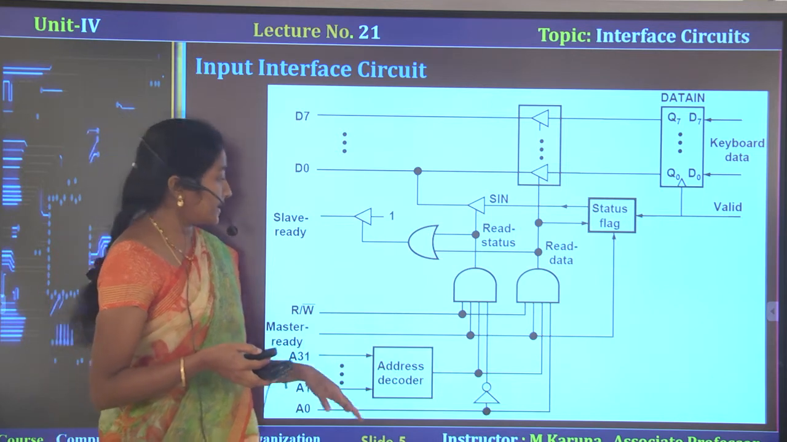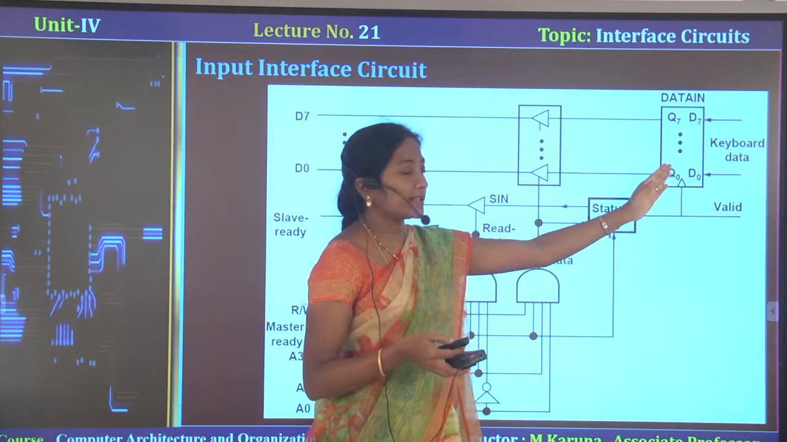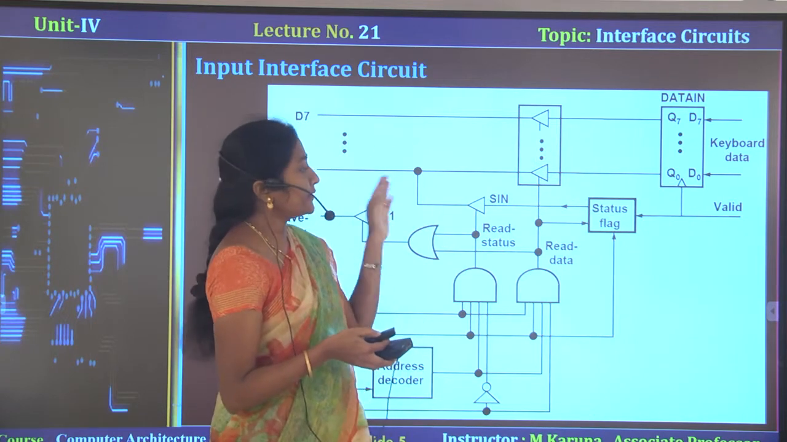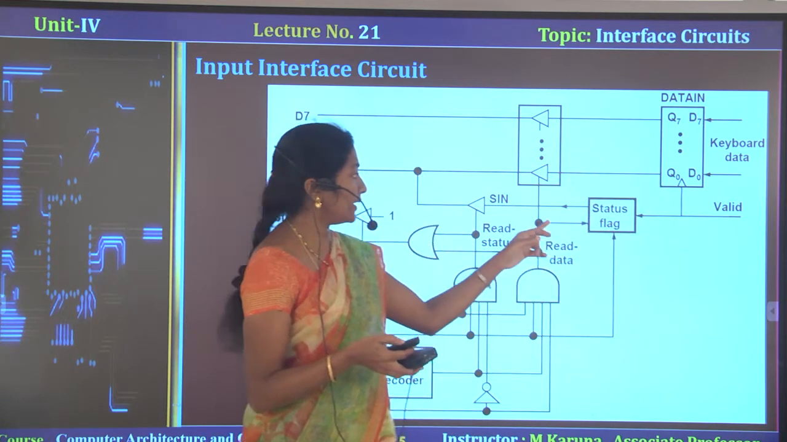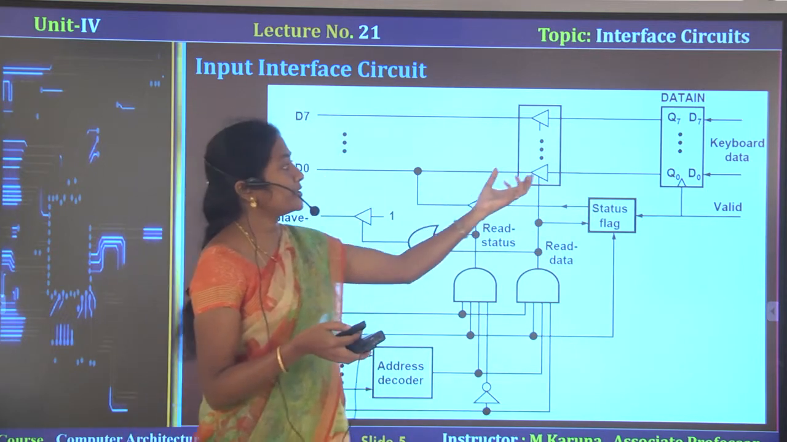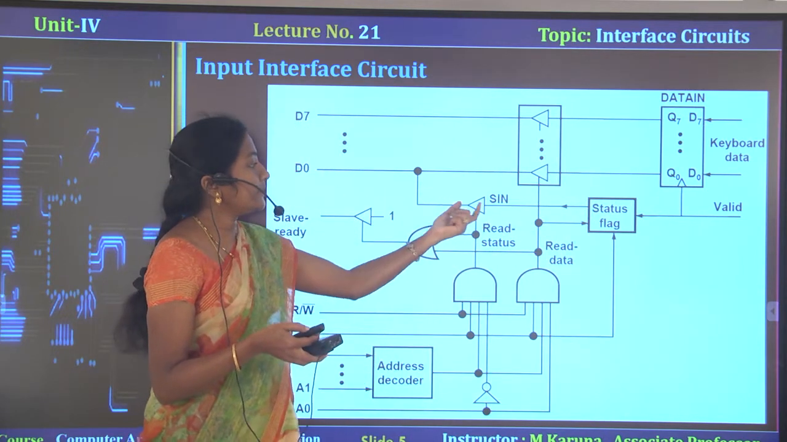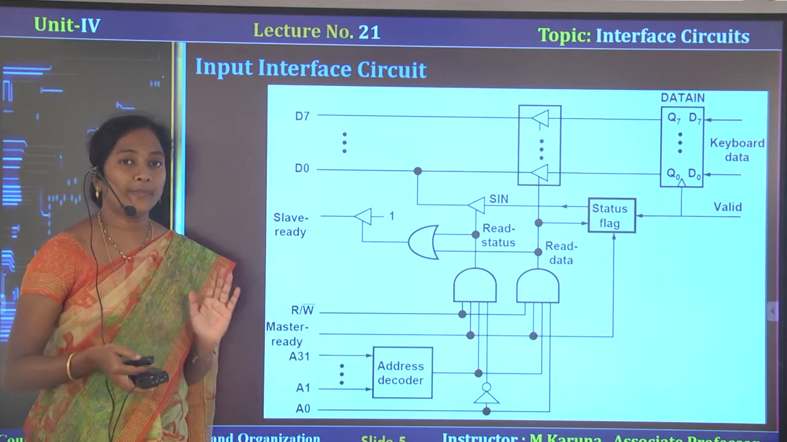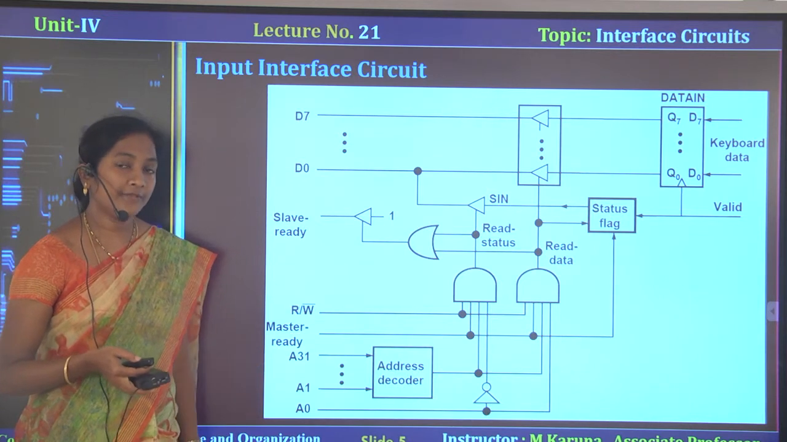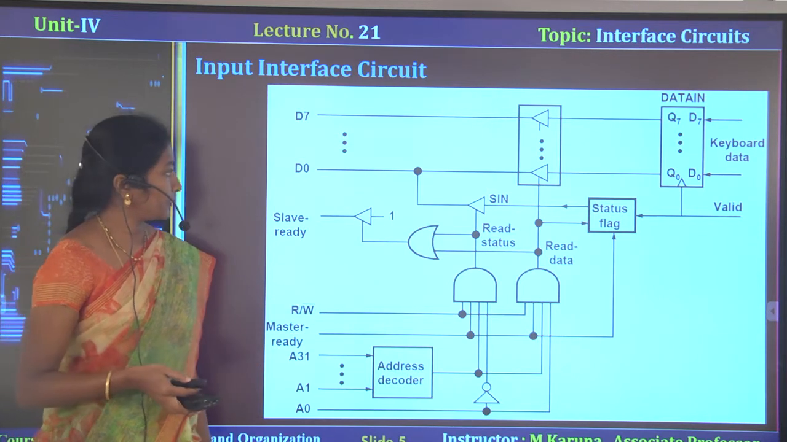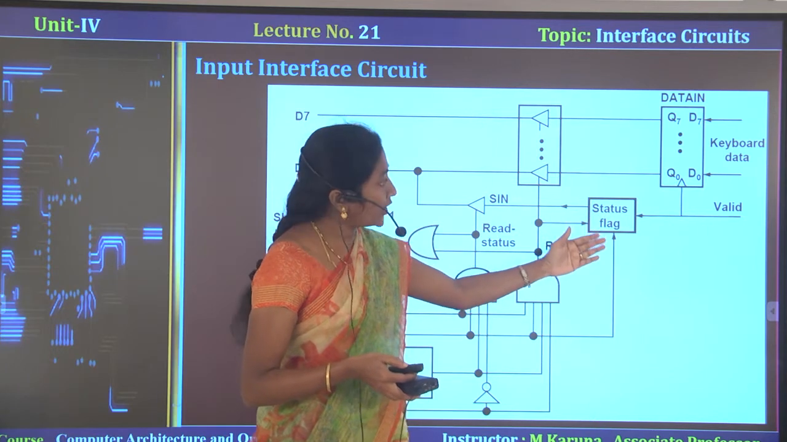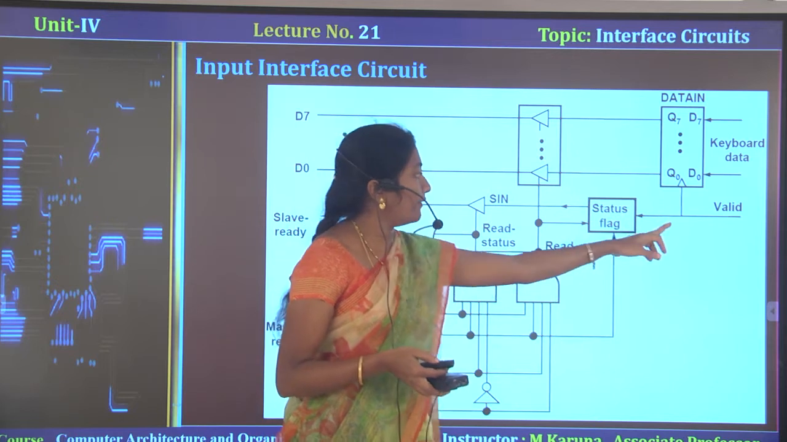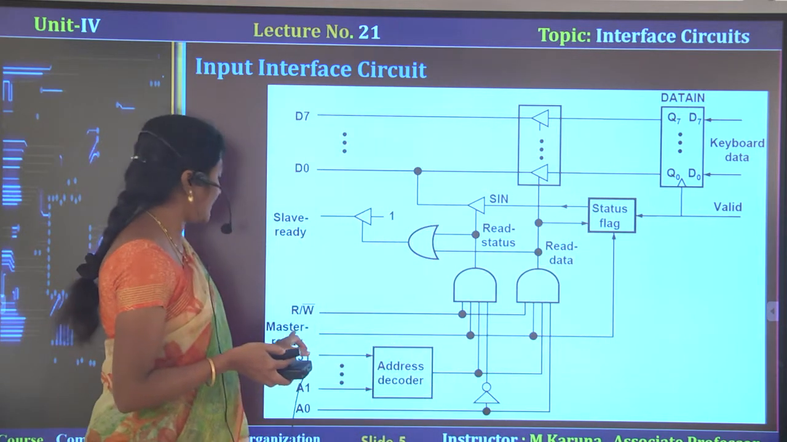Whenever a key is pressed, the corresponding character code will be transferred to the processor on D0 to D7, and by issuing the valid signal as 1, SIN will be set to 1. Whenever the processor reads the data, SIN will be set to 0. Likewise, the operation is performed with the help of the interfacing circuit. Let us see how the status flag depends on read data, valid data and the master ready signal.